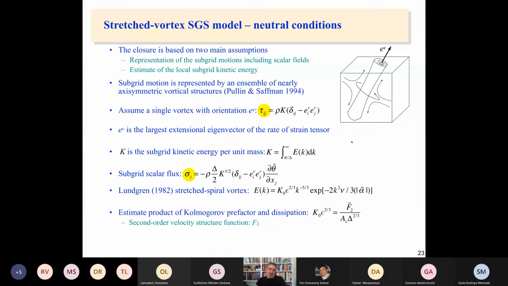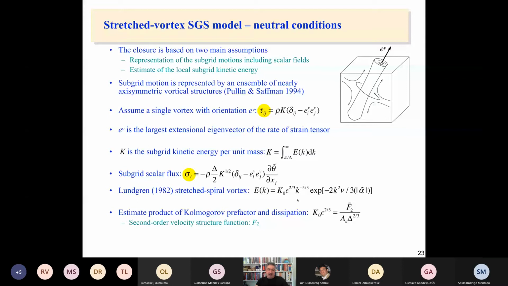If you're inclined to these mathematical developments, there's this great paper by Lundgren from the early 80s, where if you choose a stretched spiral vortex, and this is an exact asymptotic solution of the Navier-Stokes, you can extract the spectrum of the velocity field based on this solution. And the spectrum is a k to the minus 5/3 spectrum with a bit of an inertial dissipation range.